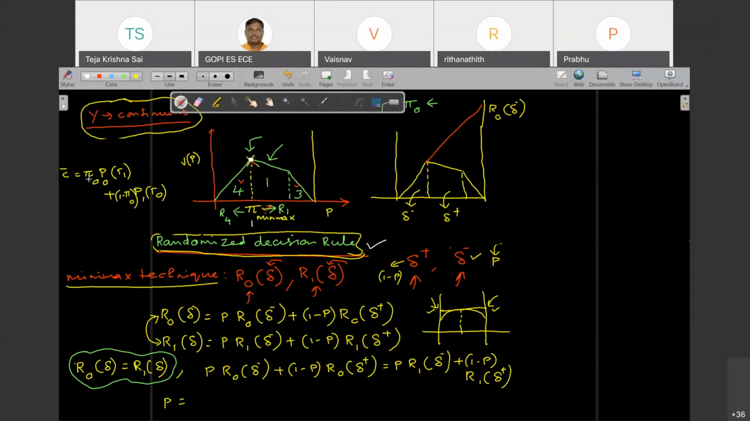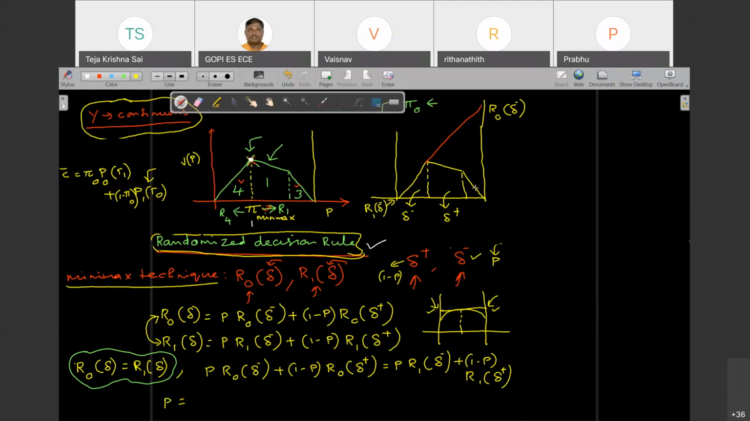So when pi naught is 0, you get R1 of delta. When pi naught is 0, what is it that you get? You get R1 of delta, right? So this is the location. This point is going to be your R0 of delta, R1 of delta minus. Okay.